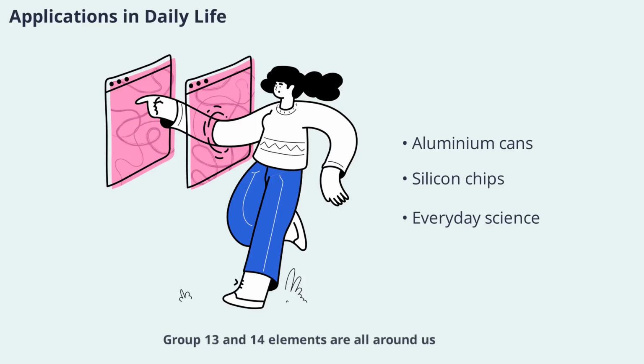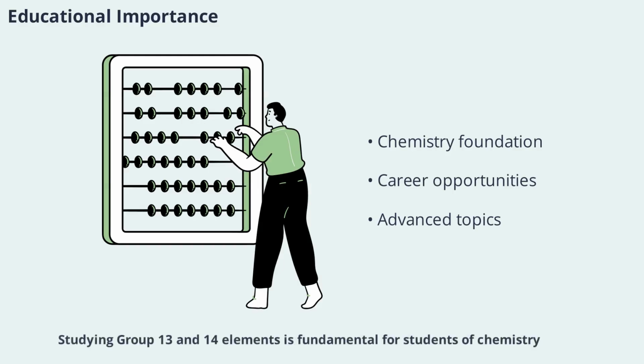Group 13 and 14 elements are all around us. From the aluminium cans we use to the silicon chips in our devices, their presence is integral to modern living. Understanding their roles helps us appreciate the science behind everyday objects and the innovations that make life easier and more efficient. Studying Group 13 and 14 elements is fundamental for students of chemistry.